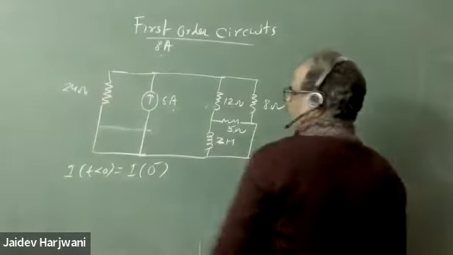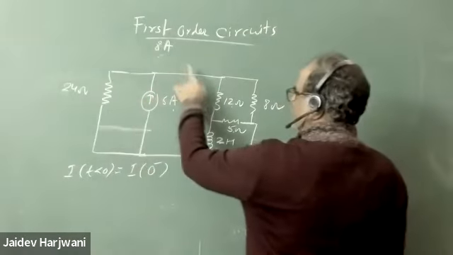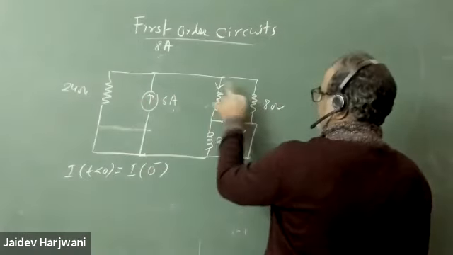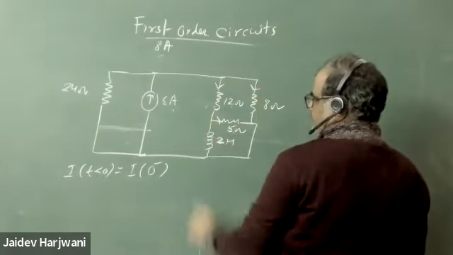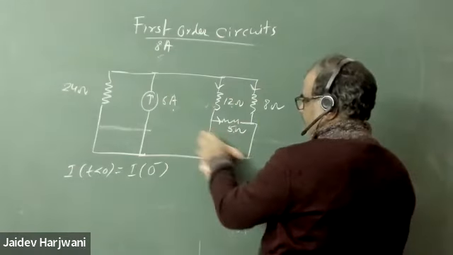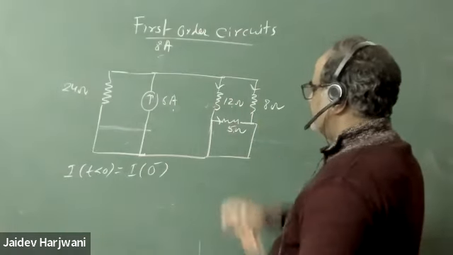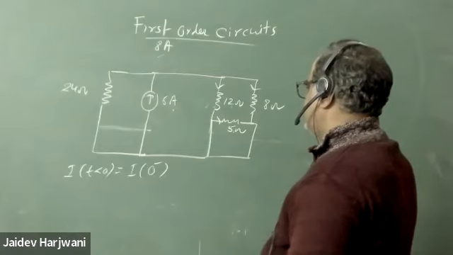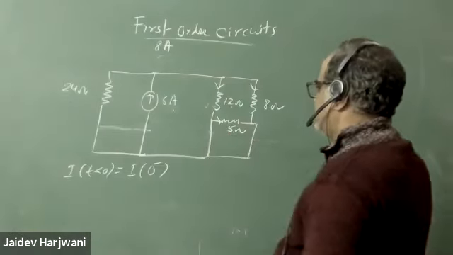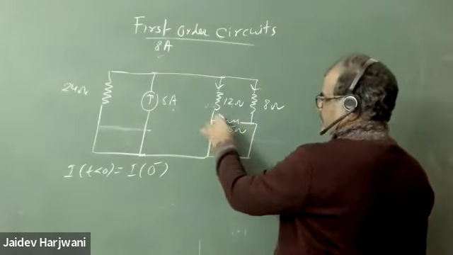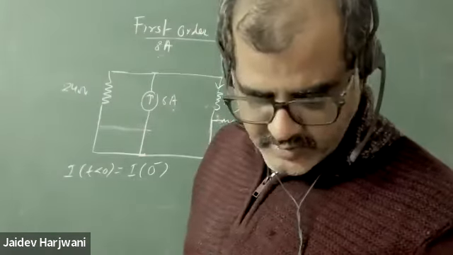So once you make it close, what happens? My current goes here, current goes here, current comes here, then current goes here, and this, what happens to this? This becomes short. So now this circuit is short. If this circuit is short, then what should I do? This circuit also becomes short, so this 5 ohm also I should remove, because this will also become short, isn't it?